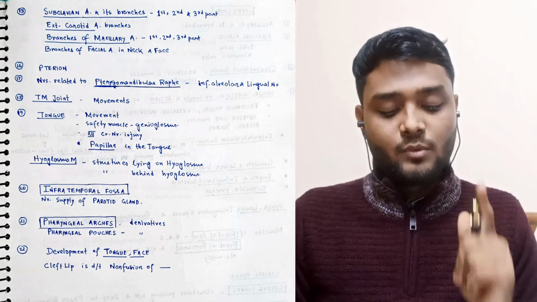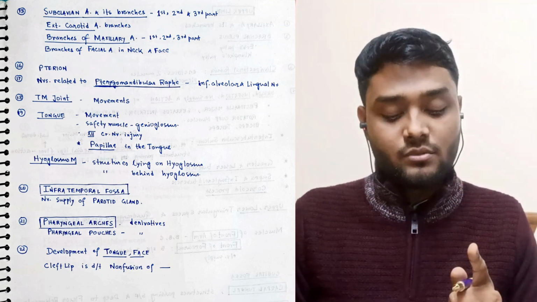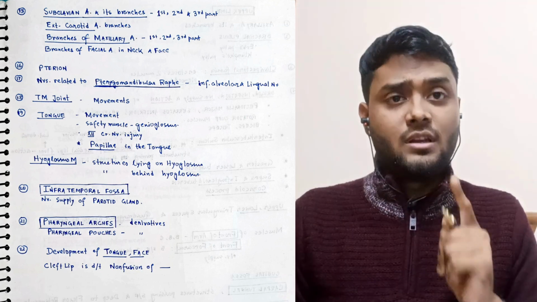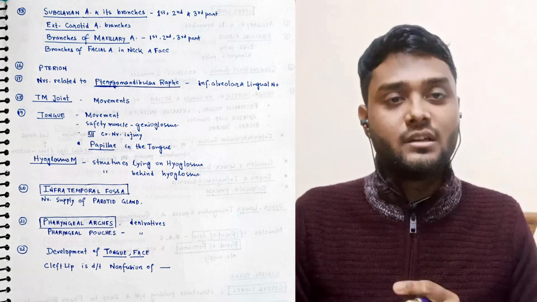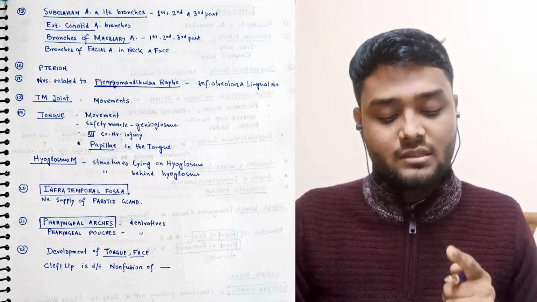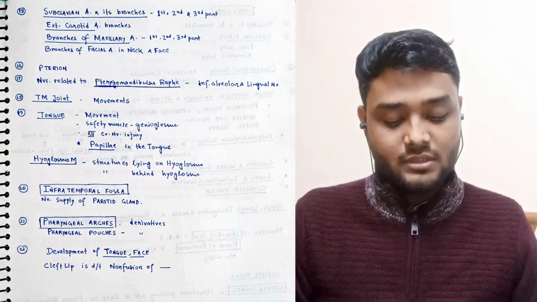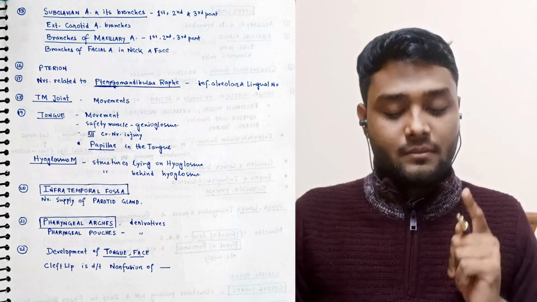Then the tongue, its movements. What are the safety muscles of the tongue? What happens in injury to the 12th cranial nerve? And what are the papillae of the tongue, especially filiform papillae and circumvallate papillae. This was very important and it was asked in this year's NEET also. Then hyoglossus muscle, the structures lying on the hyoglossus muscle and the structures lying behind it. Infratemporal fossa and nerve supply of the parotid gland, a very important topic.